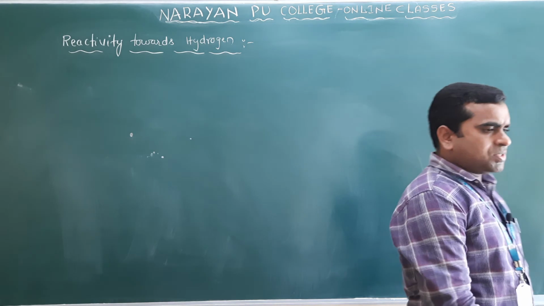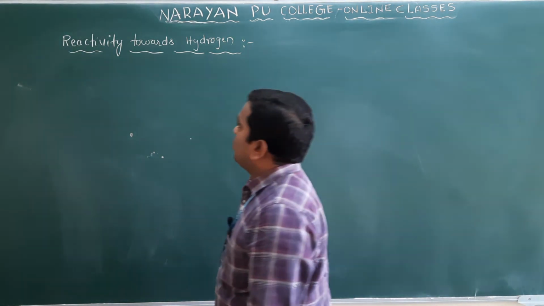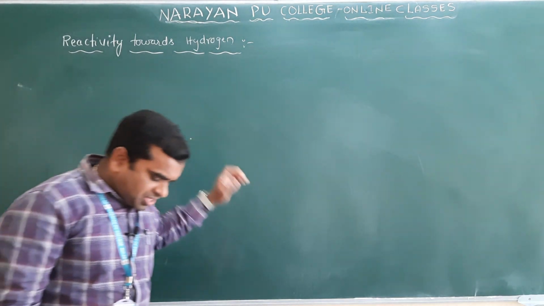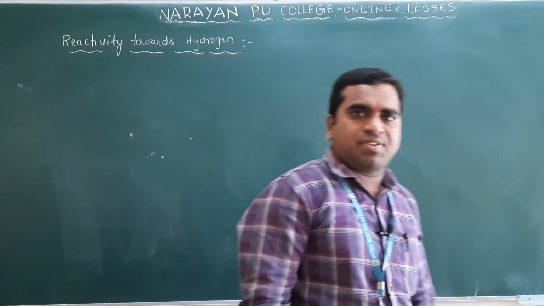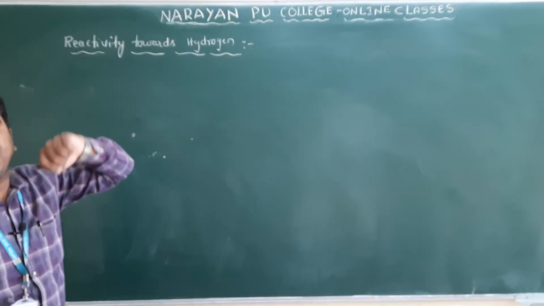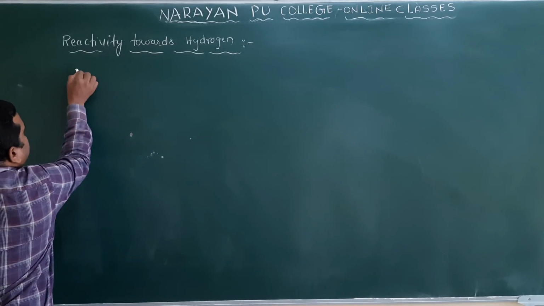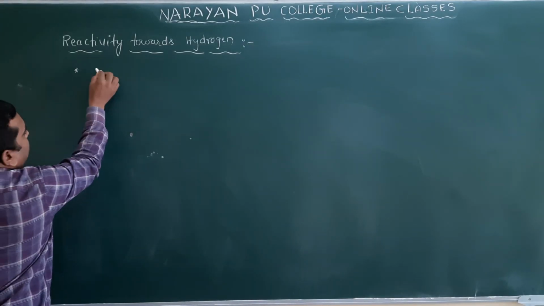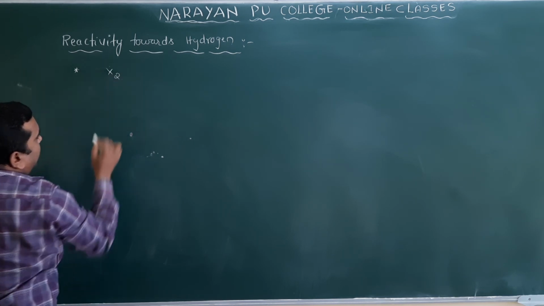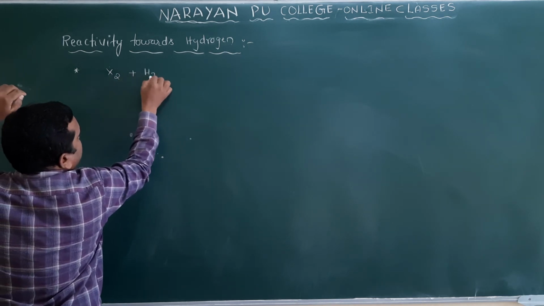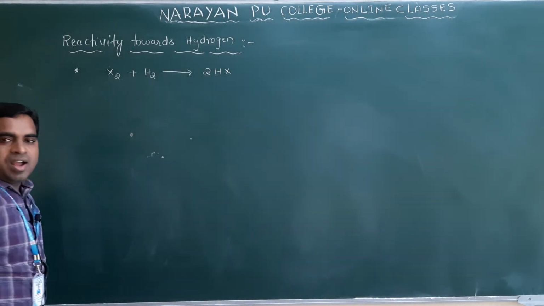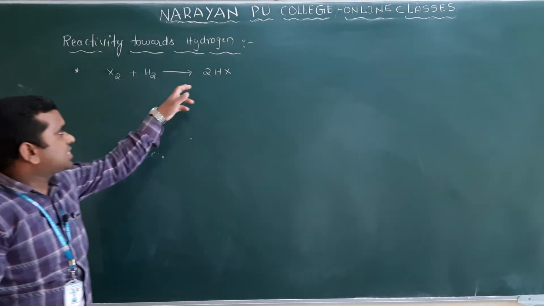Same as the 15th group and 16th group, how we have discussed, in the same way we will discuss reactivity towards hydrogen. All the elements of the 17th group combine or react with hydrogen and form hydrogen halides of type HX. Clear? So all the halogens, suppose halogen is X2, combine with hydrogen and form 2 moles of HX type hydrogen halides.